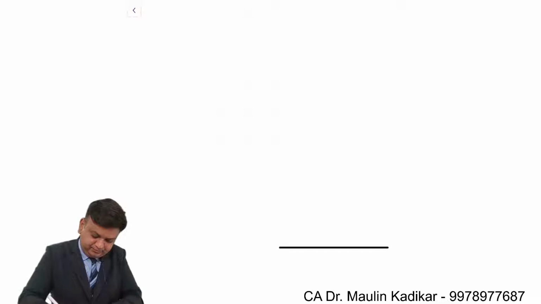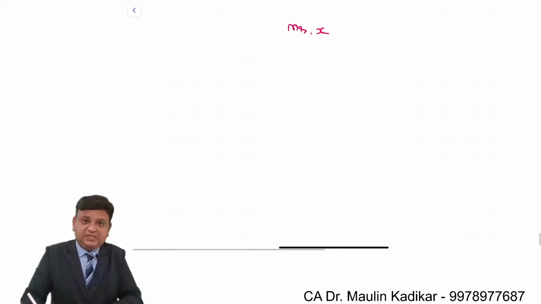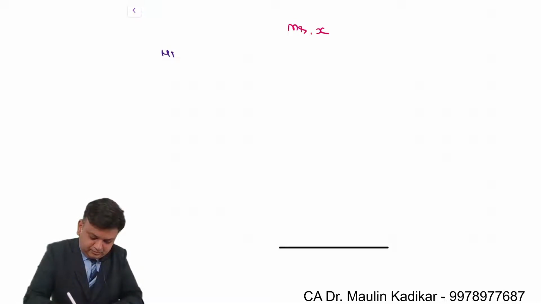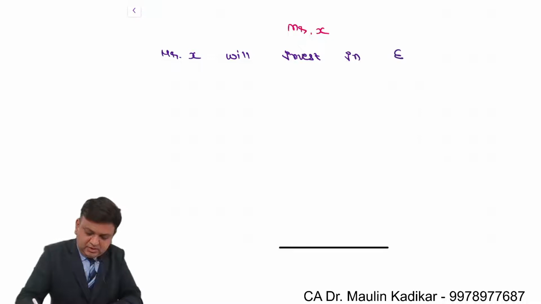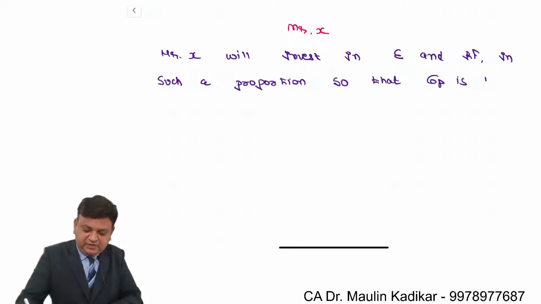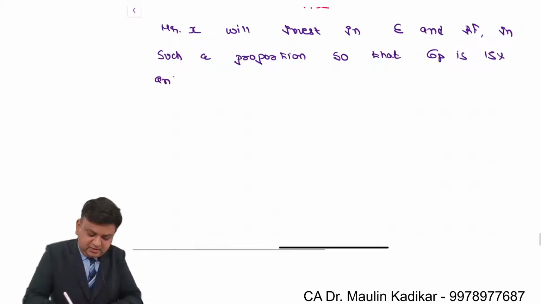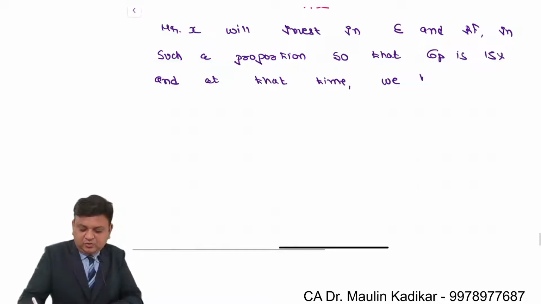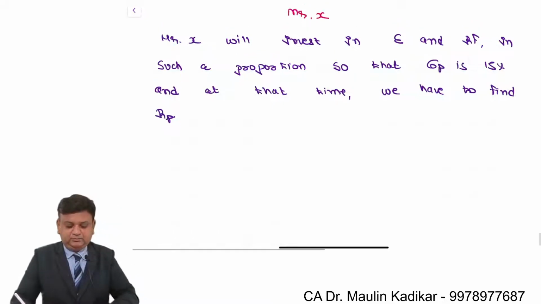Please write an answer. Mr. X will invest in E and RF, in such a proportion so that sigma p is 15% and at that time, we have to find RP, return of the portfolio.